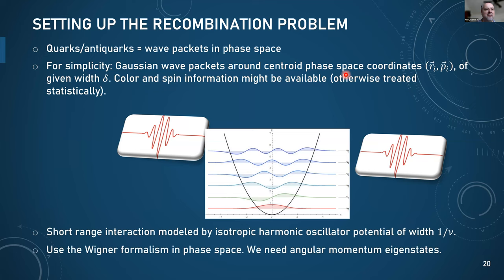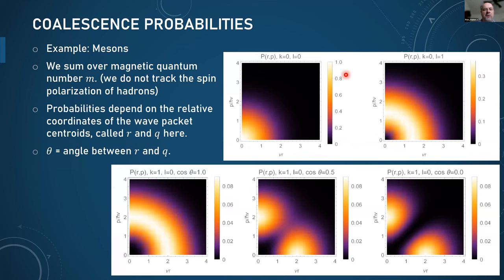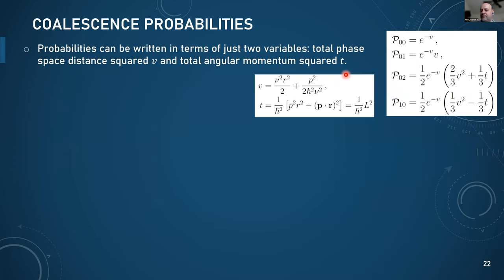So based on that, and based on a phase space formalism of quantum mechanics, the Wigner formalism, let me just again emphasize, it's not just momenta, but also positions that are important in heavy ion physics. That's why most people who do recombination work in a phase-space formalism. Doing that, you can actually compute the probability.